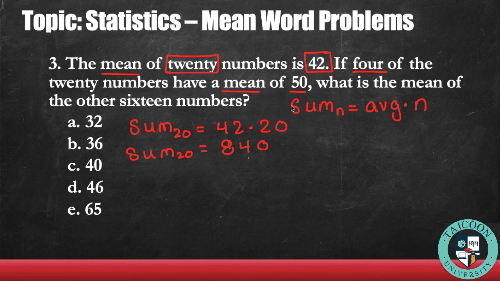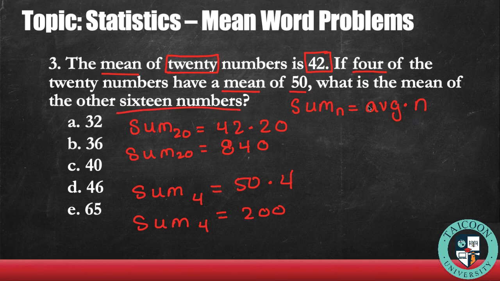So let's go ahead and find the sum of those 4 numbers. The sum of the 4 included numbers is going to be 50 times 4. That, of course, is 200. So if we want to find the mean of the other 16 numbers, we have to set up a little formula that's quite simple. To find the mean of the other 16 numbers, we need to divide the sum of 16 numbers by 16.